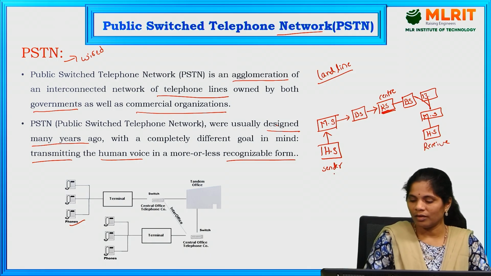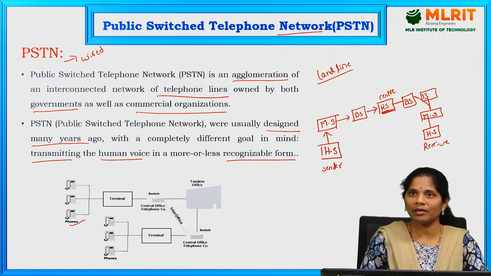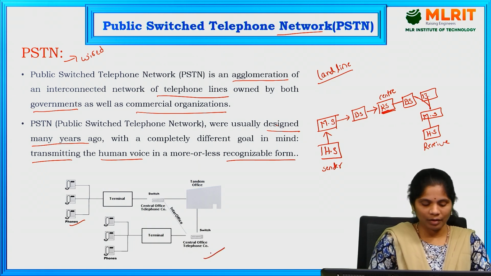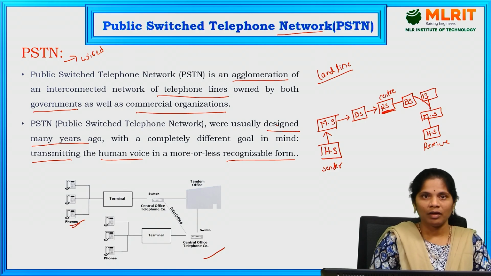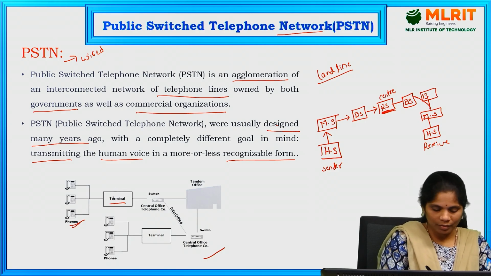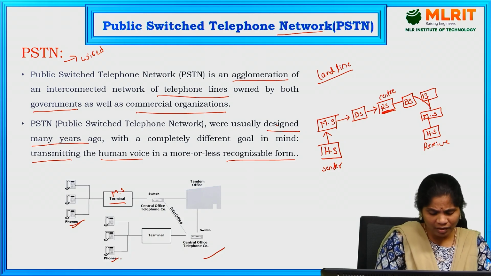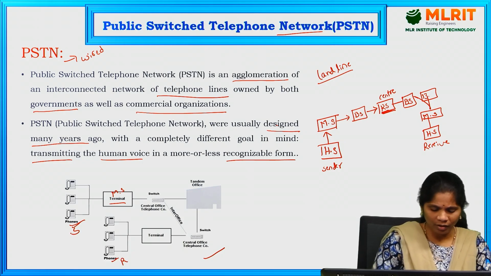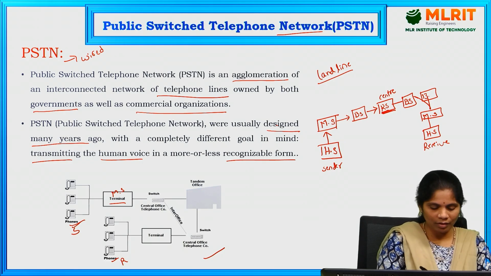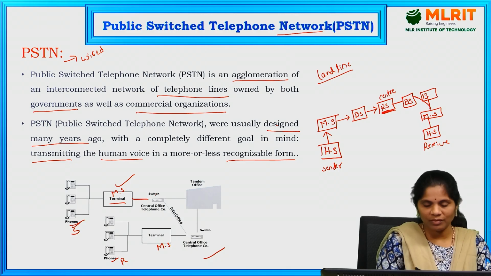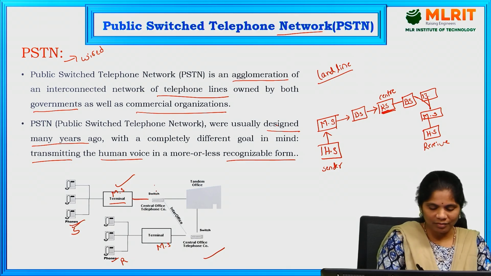So the sender is connected from the home station to the main station to the base station, and the data is transferred like this. This is the PSTN. This is the home station, the terminal, which is the main station. Here is the main station of the sender, and here is the main station of the receiver. This is the terminal, and next it is connected to the switch. This is the base station.